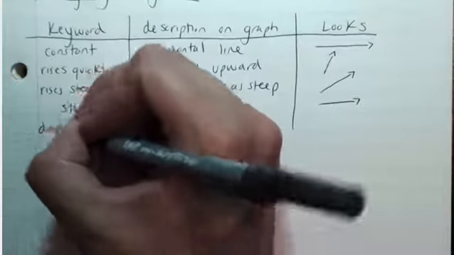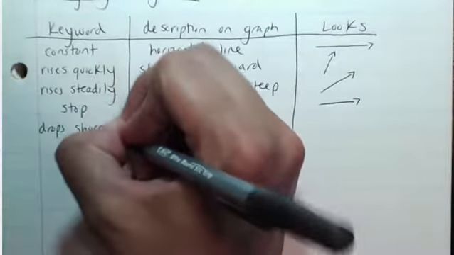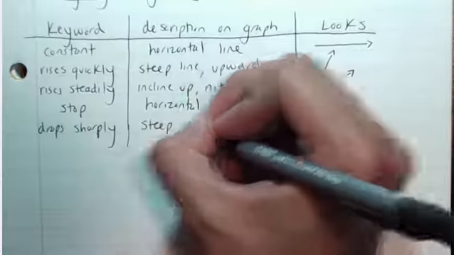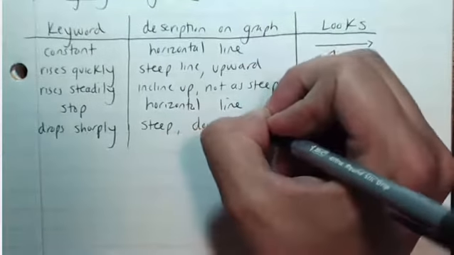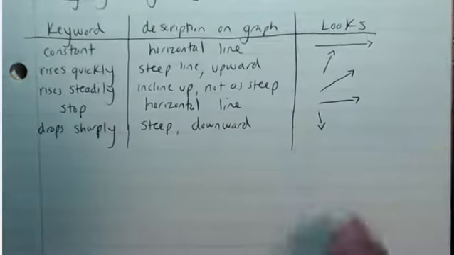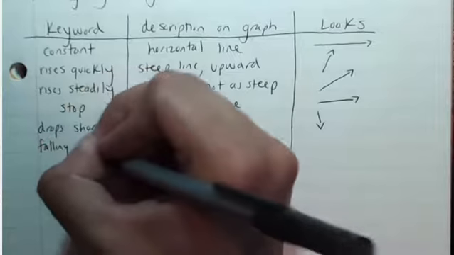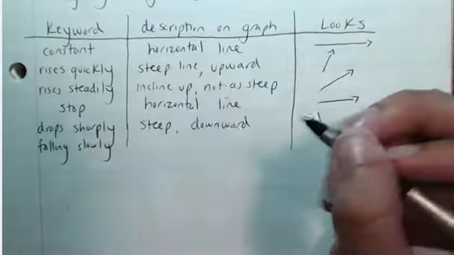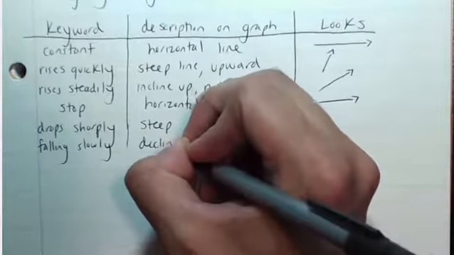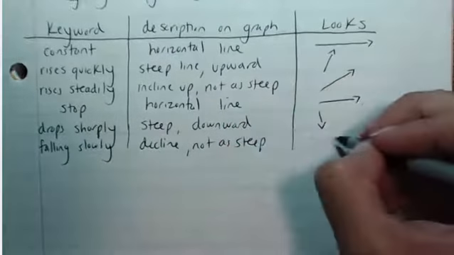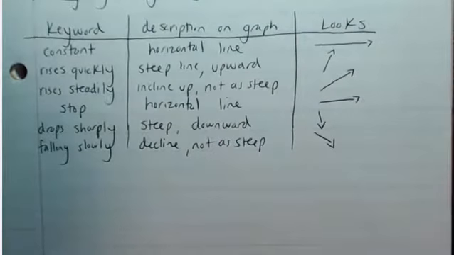If something drops sharply, again, that's probably going to be a very steep line that's going downward. Say a rock is falling slowly. Okay, again, that's going to be a decline. It's going to be going down again, but it's probably not as steep. So these are just a couple of words that would be used when you're describing something that's occurring in a real-world situation.